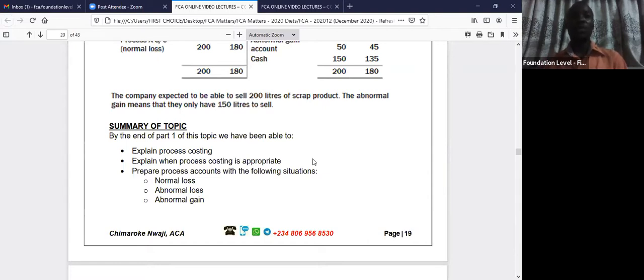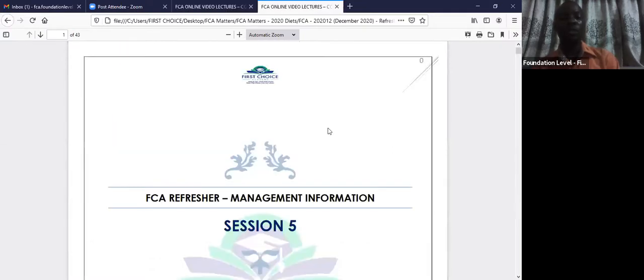When there is a normal loss, we're expecting a particular output. We saw how we value the normal loss. If there is no recovery, the normal loss is valued as zero. When there is a recovery, scrap value, the normal loss is valued at the scrap value. Then we looked at the principle of abnormal loss. When there is an abnormal loss, we value the abnormal loss at the cost of good production. And the same thing, when there is an abnormal gain, we value the abnormal gain at the cost of good production.